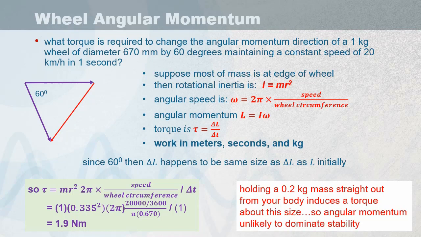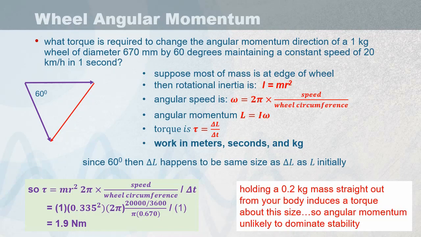Now, of course, a 60 degree tilt is a huge tilt, and almost certainly you're falling over and going to crash. So this is quite extreme. But all I'm trying to do here is just to give a sense of the size of the torque needed to effect a change like this. And in doing so, get a sense of whether the torque needed to change the angular momentum is the angular momentum of the wheel really contributing much to the overall stability of the bicycle.